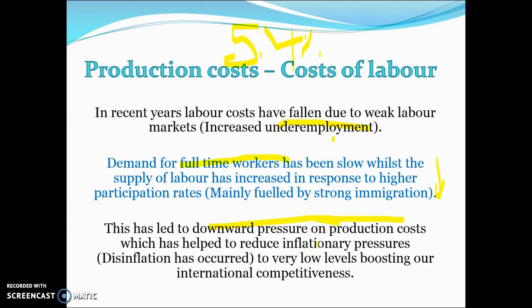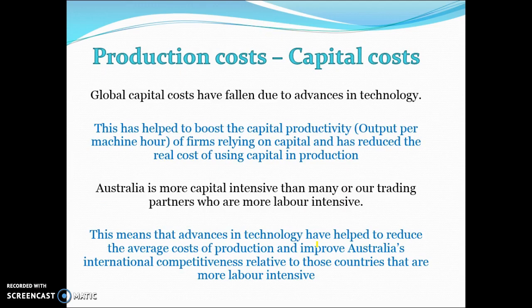The cost of labour is a key thing keeping production costs down because of the spare capacity in the labour market. In terms of capital costs, global capital costs have fallen due to advances in technology, so businesses' capital productivity has improved, and that's reducing the cost of capital per unit of output, and therefore reducing the real cost of using capital in production.